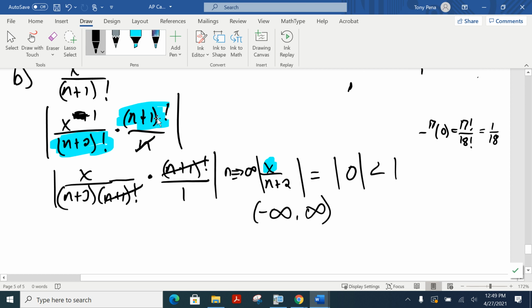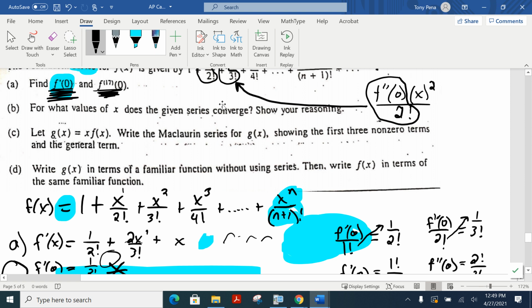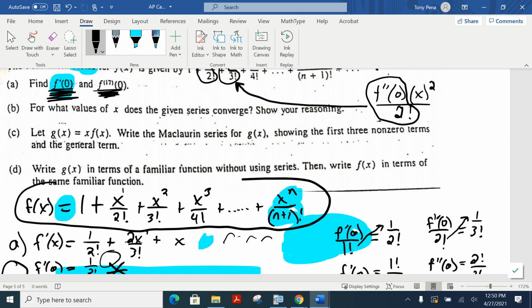All right, last one, because we can do C. Letter C. And we'll do D tomorrow. And they're clever. So this is clever of them. It says let g of x equal x times f of x. And then write a Maclaurin series for g of x, showing the first 3 terms. I guess D is the one they're clever on. So g of x is simply x multiplied by f of x. Remember, f of x, they gave to us.